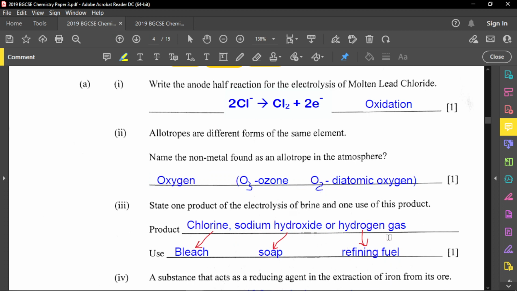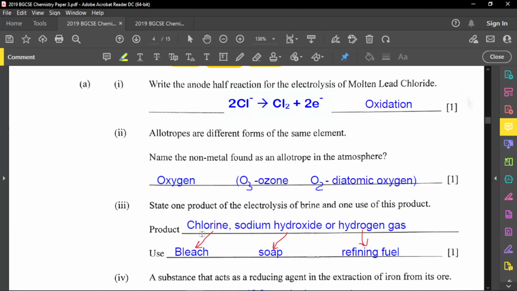All right? And so for part 3, it says state 1 product of the electrolysis of brine, and brine is salt water, right? And 1 use of this product. Once you put brine in an electrolytic circuit, you're going to get chlorine at 1 electrode. You may also get sodium hydroxide, and you can also get hydrogen gas as well. So these are the 3 possible products coming from the electrolysis of brine.